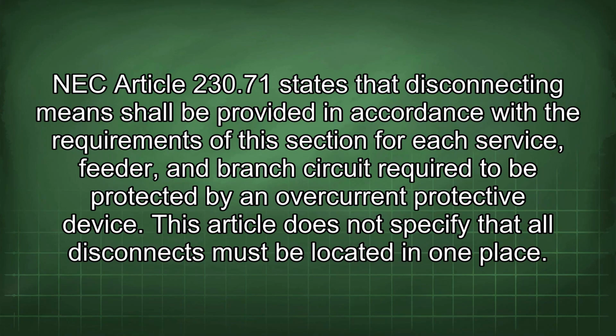NEC Article 230.71 states that disconnecting means shall be provided in accordance with the requirements of this section for each service, feeder, and branch circuit required to be protected by an overcurrent protective device. This article does not specify that all disconnects must be located in one place.